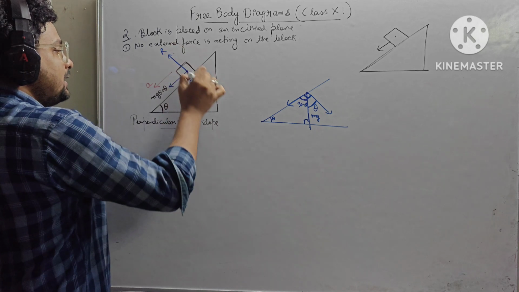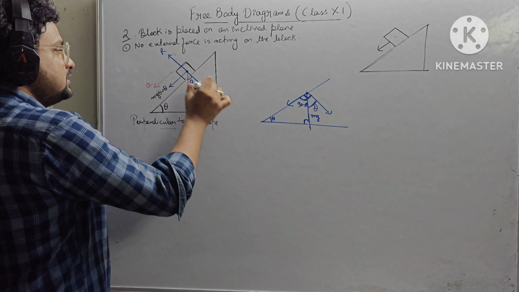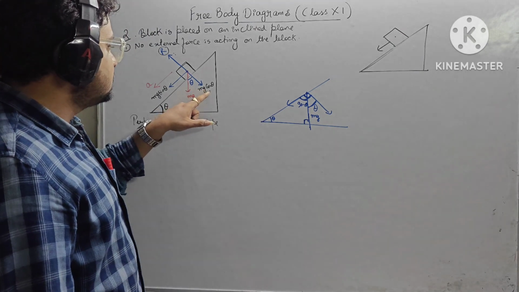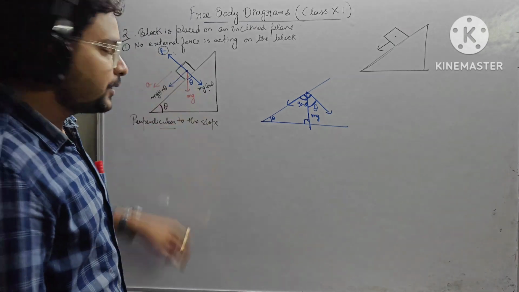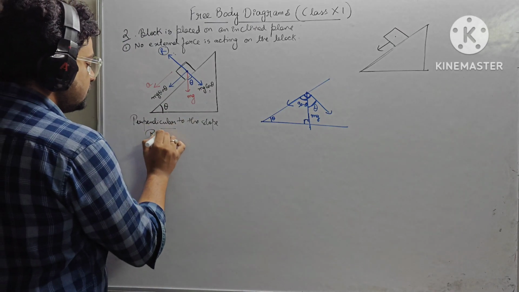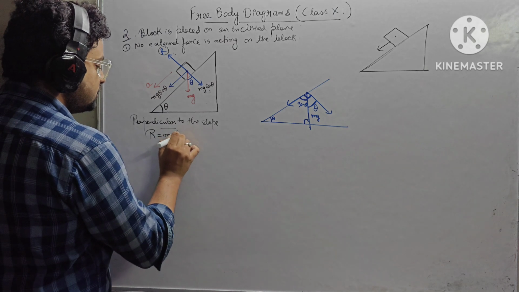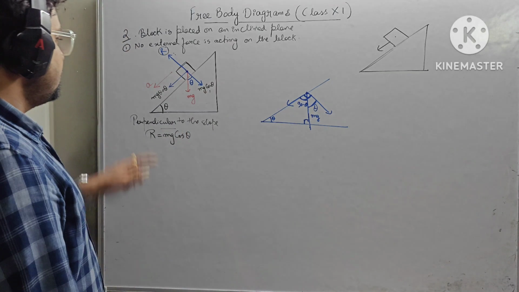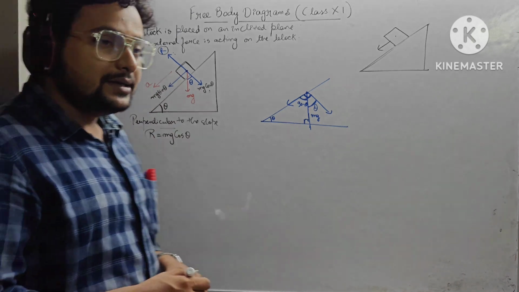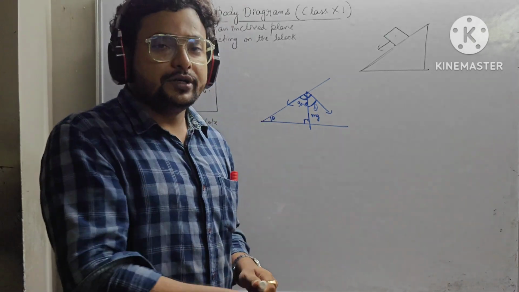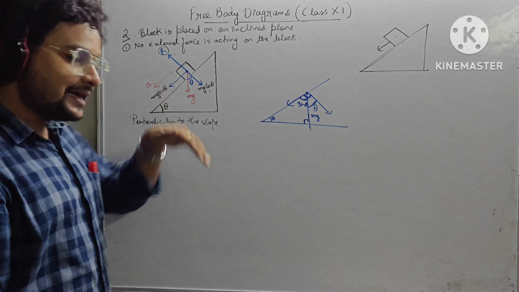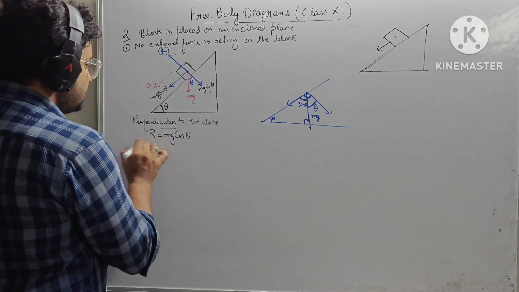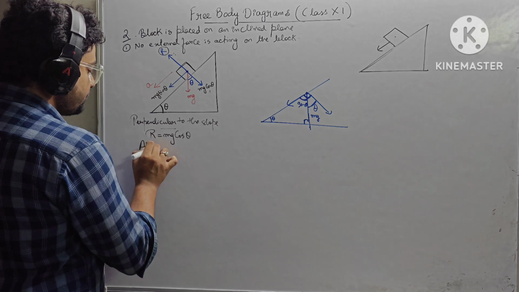Now see, this R and mg cos theta. This mg cos theta is balanced by this R. So I can write R is equal to mg cos theta. And this mg sin theta is accelerating the body in the downward direction. So I can write this along the slope.